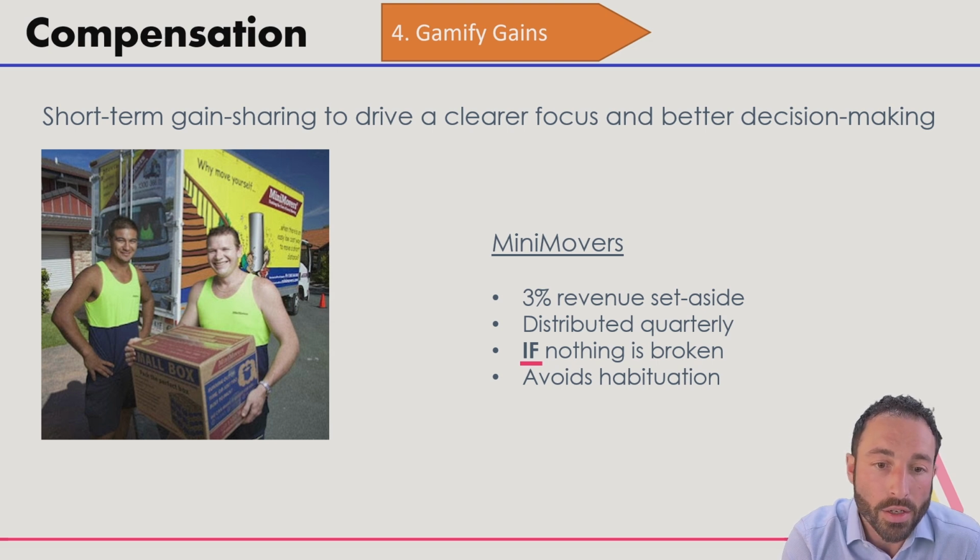And the key thing here is that the way this is set up, both the quarterly distribution but also the reward itself, avoids habituation. So it doesn't become something that people expect, because occasionally there might be a breakage. Then they would get nothing. But if they break nothing over a quarter, and they've got to wait that whole quarter in order to get it, the span of time is different to, say, a monthly bonus. And so have a think about how this influences behavior.